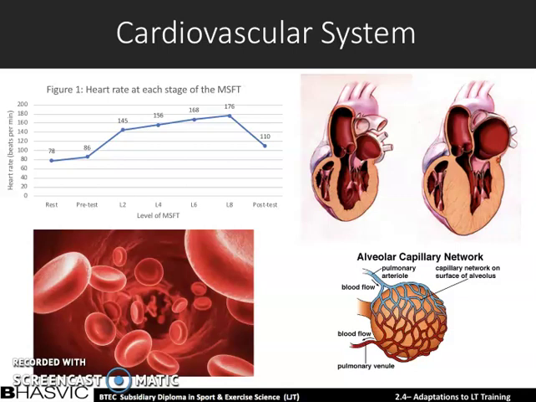From this, the resting stroke volume of the athlete will rise because the heart is pumping more oxygenated blood than before. Consequently, the resting heart rate will fall because there is more than enough oxygen with each beat. Figure 1 shows how heart rate increases through the multi-stage fitness test. A fall in resting heart rate will mean that the athlete's heart rate at each stage will be lower, which will increase the intensity that they can work at.